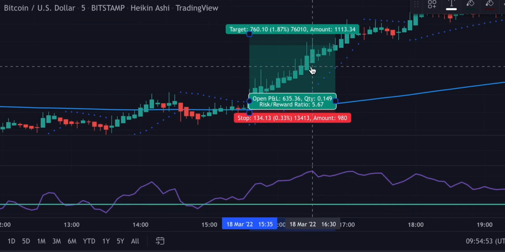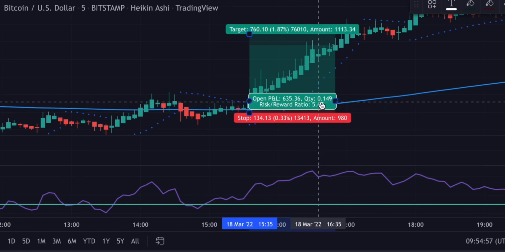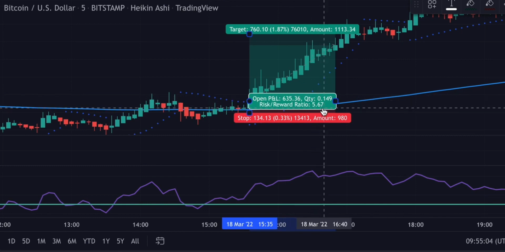In this particular example, we had a winning trade of 5.67 risk to reward ratio. In order to determine our profit, we need to multiply that value by 2. So that's going to be roughly 11% profit, which is absolutely insane.